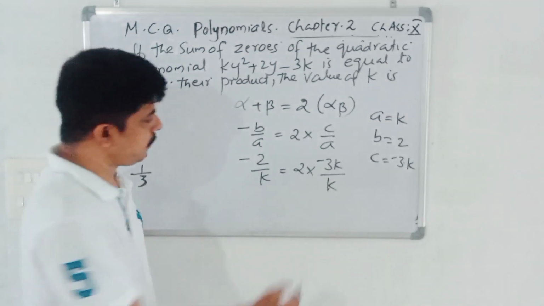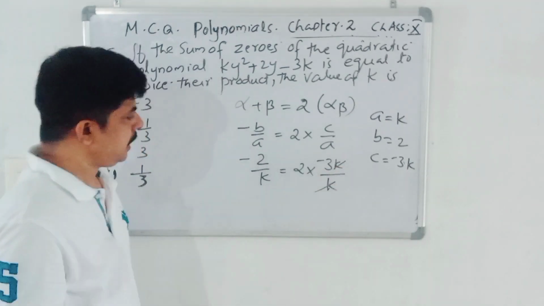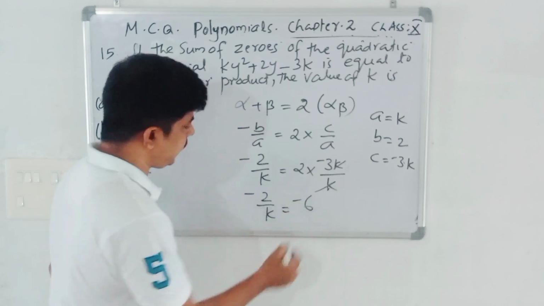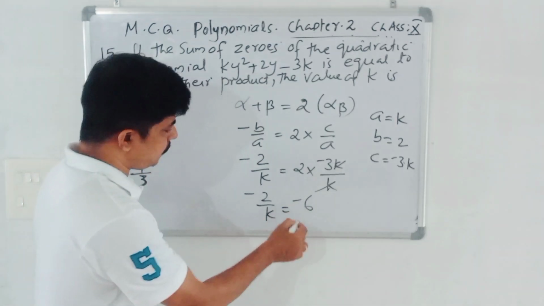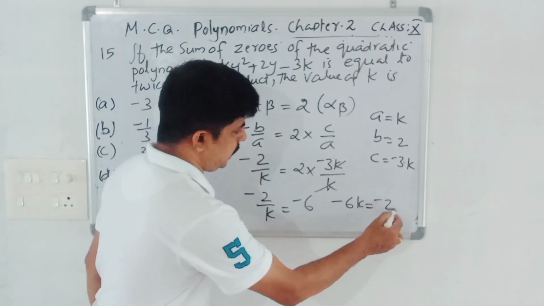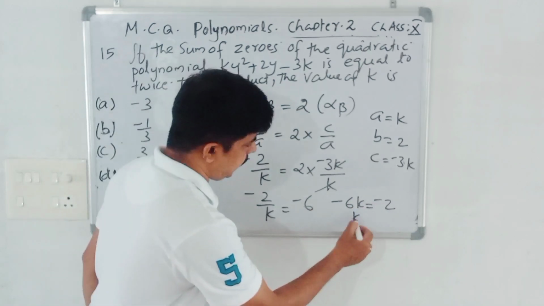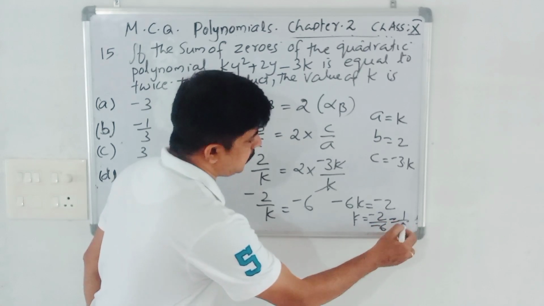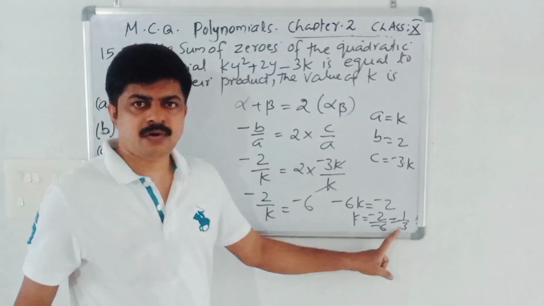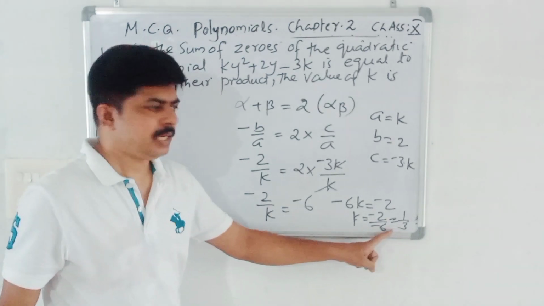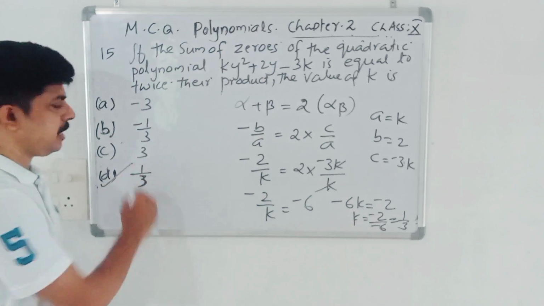On the right-hand side we have cancellation. k can be cancelled. Therefore, negative 2 by k is equal to negative 6. By cross multiplication, we get negative 6k is equal to negative 2. k is equal to negative 2 by negative 6. Therefore, the simplified form is 1 by 3. The value of k is 1 by 3. Thus, option D is the right answer.